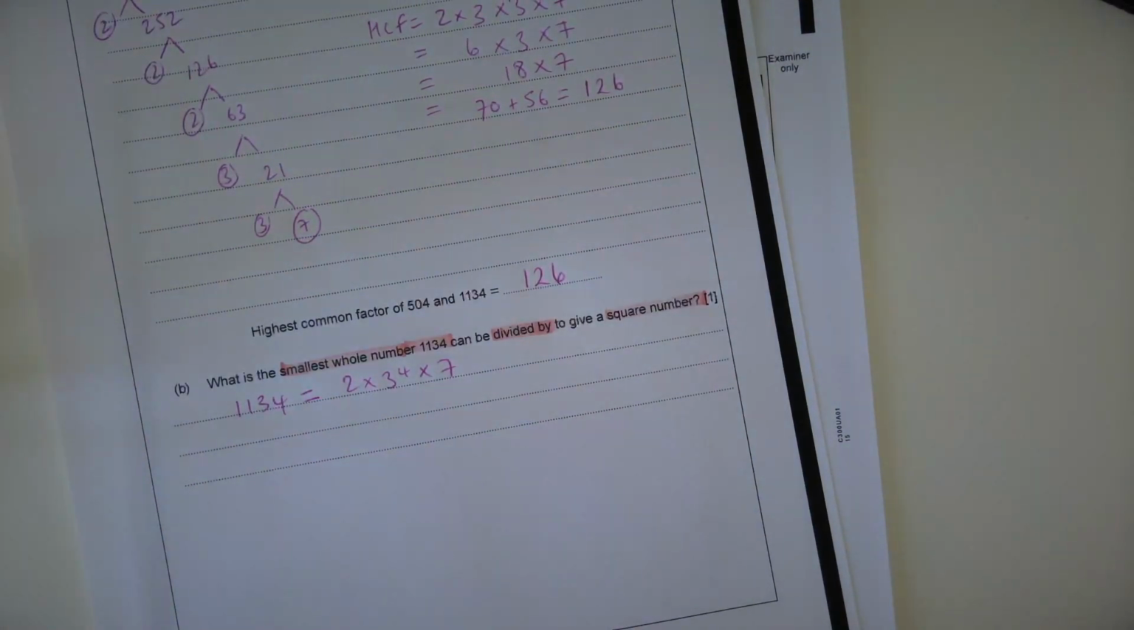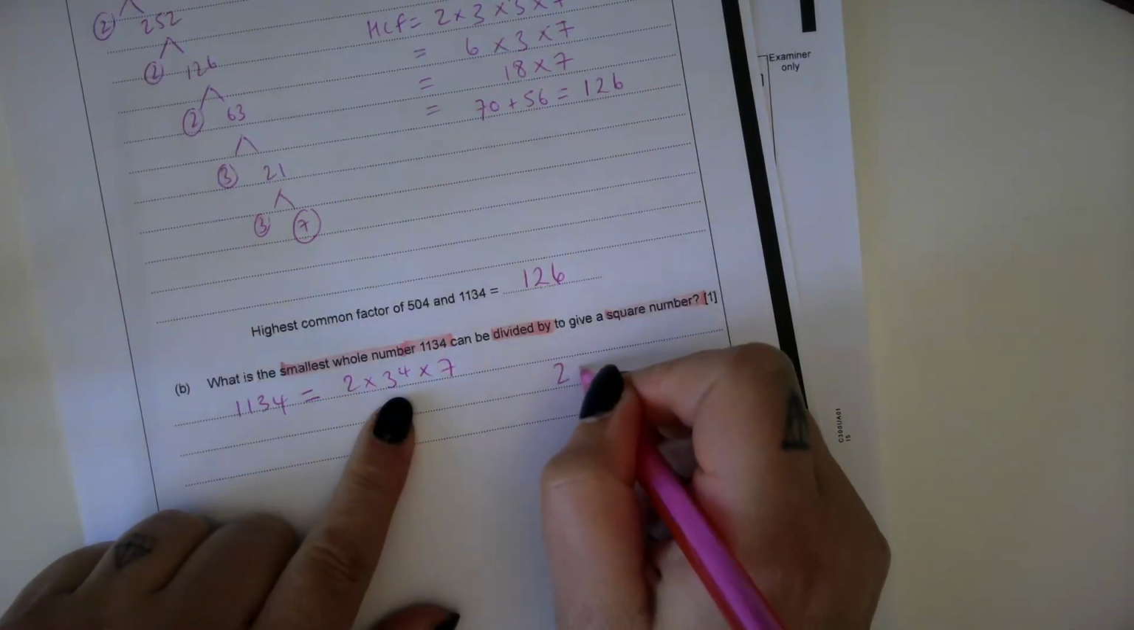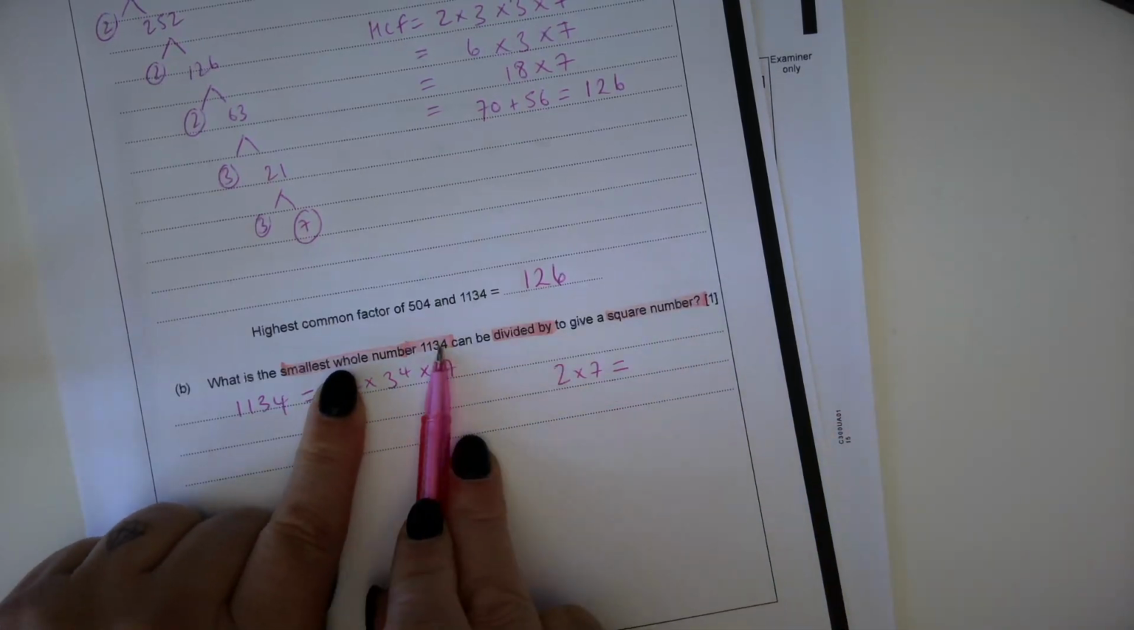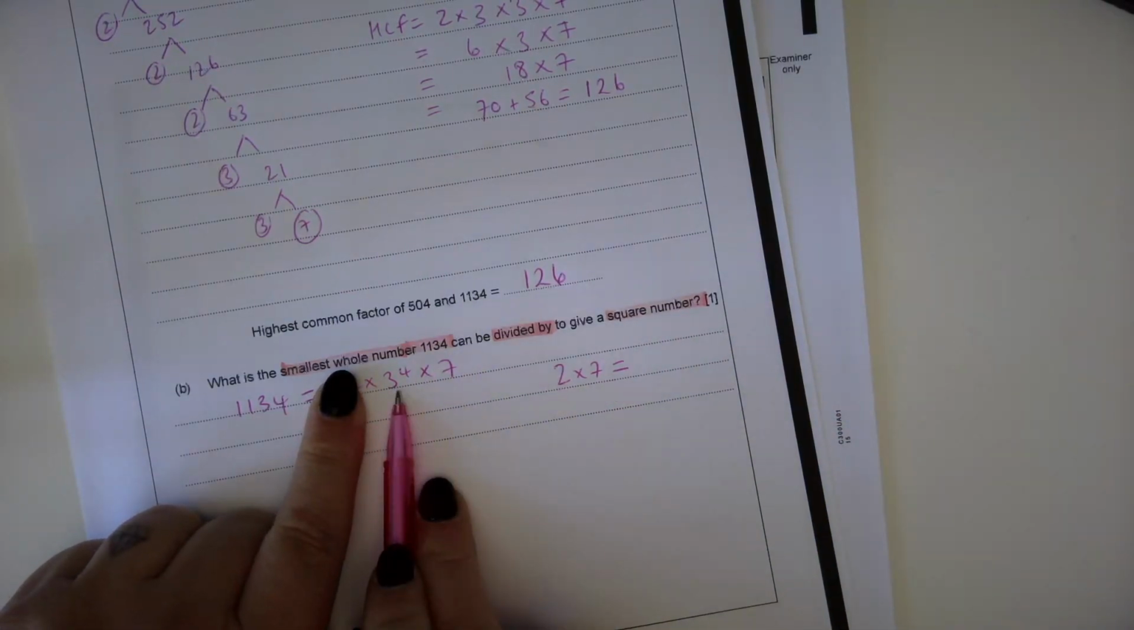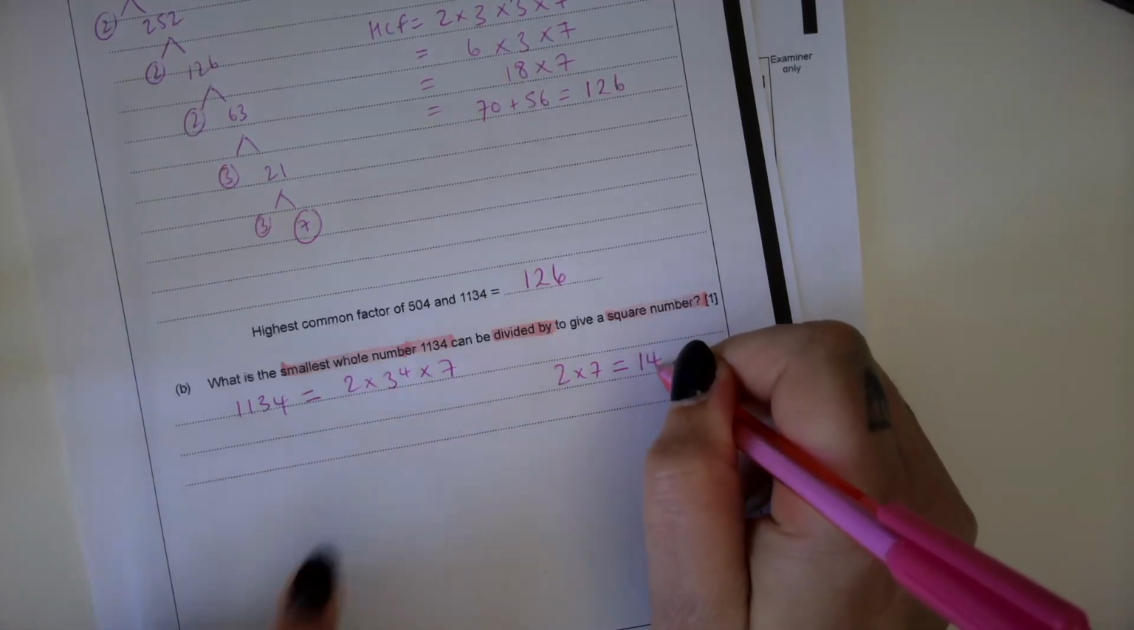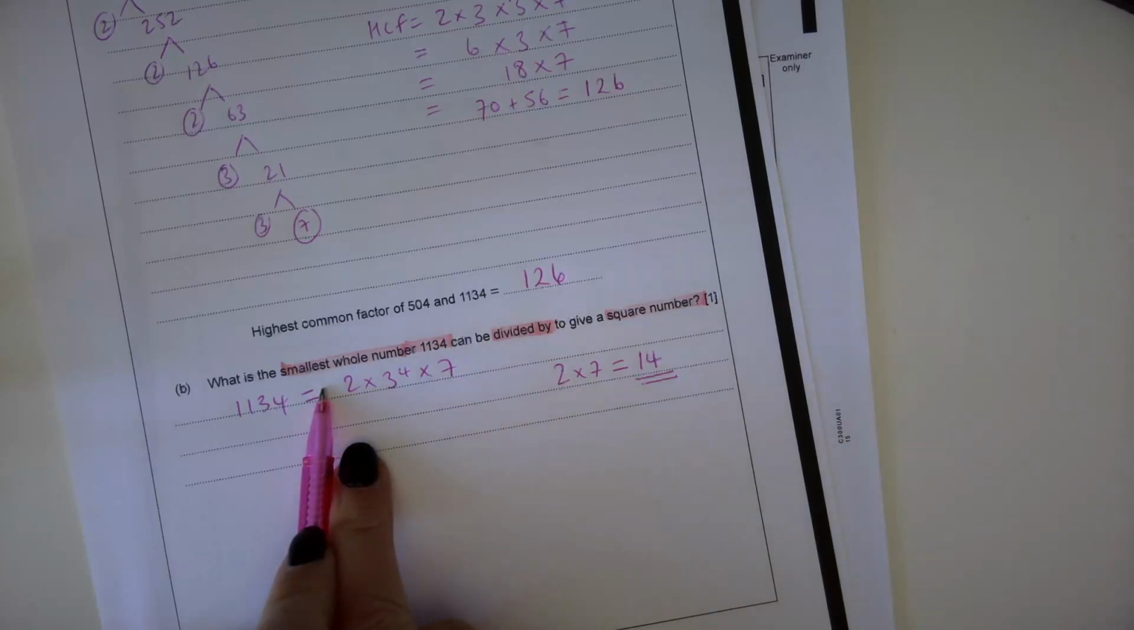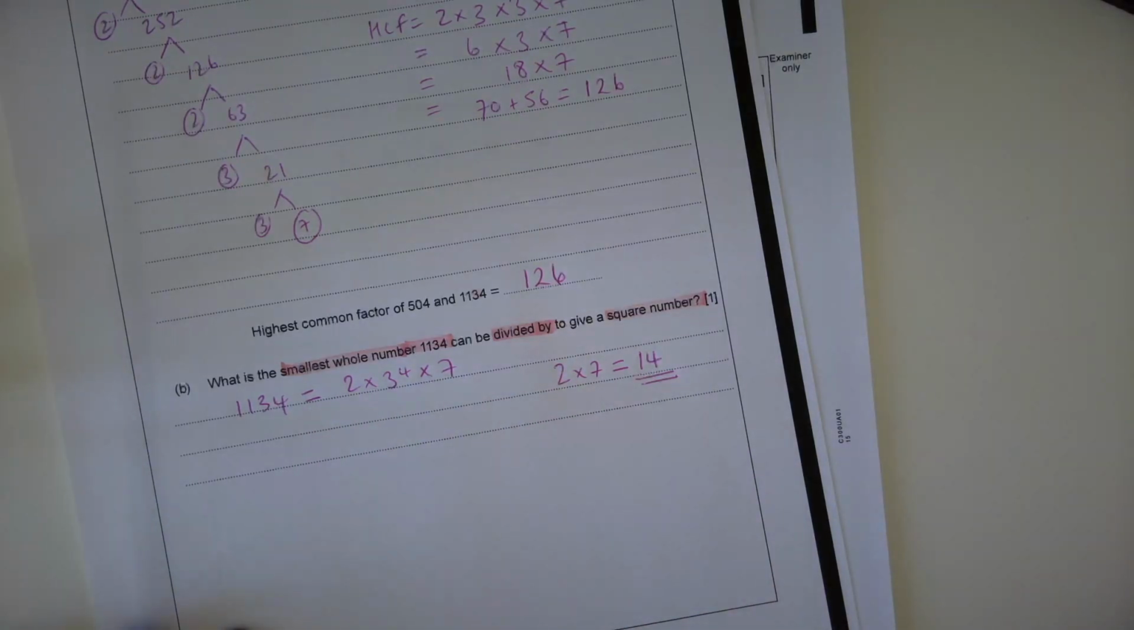Okay, so for a number to be a square number, when it's written in index form, all powers need to be even. And because we're trying to find the smallest whole number that we can divide it by to make a square number, we're trying to take numbers out of this. So if I take out the prime factors 2 and 7, that leaves me with 3 to the power of 4. It's got an even power, so that's a square number. Okay, 2 times 7 is 14. So 14 is the smallest whole number that 1134 can be divided by to give a square number.